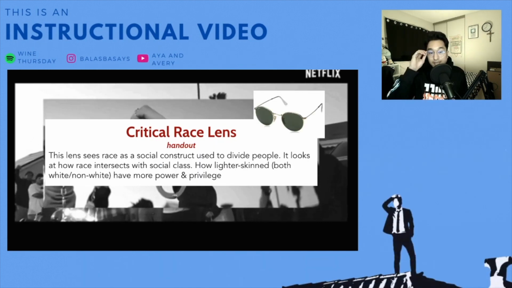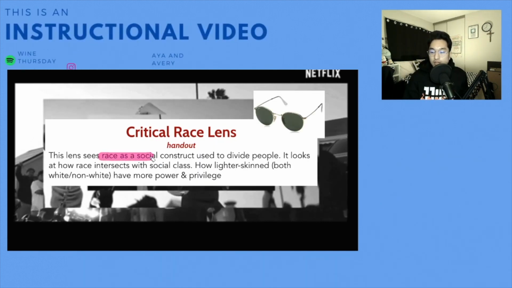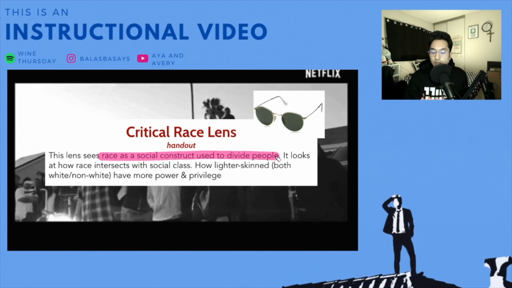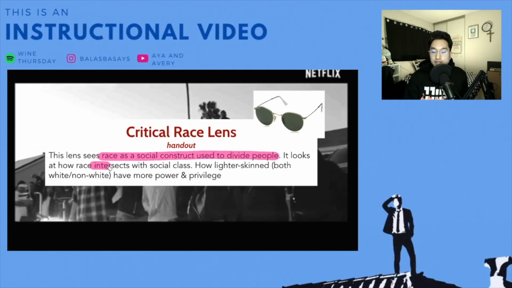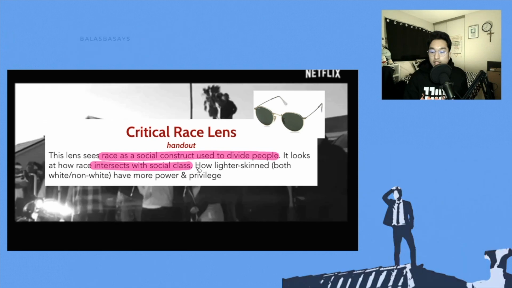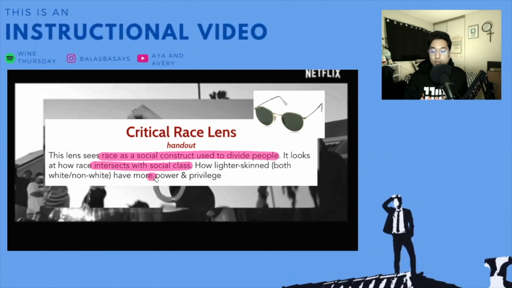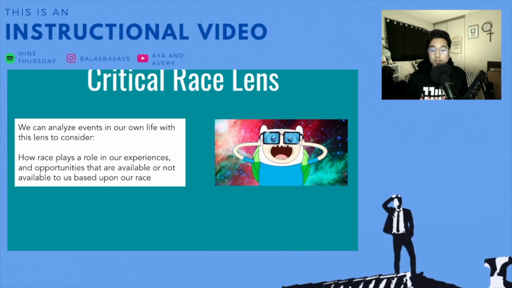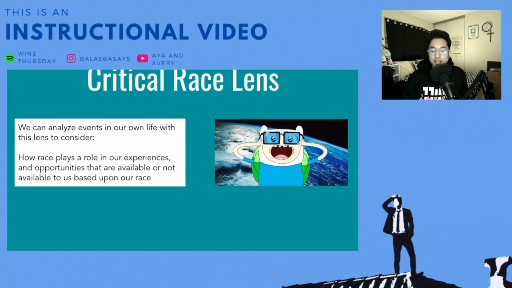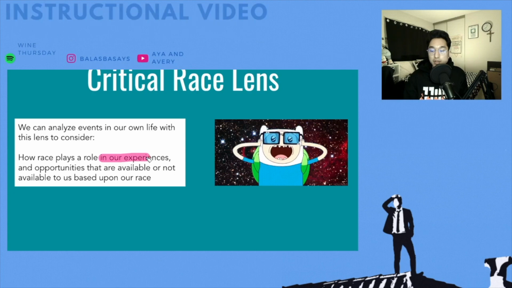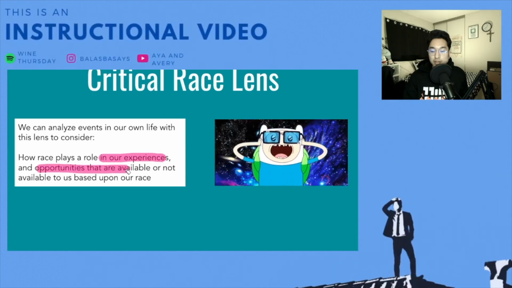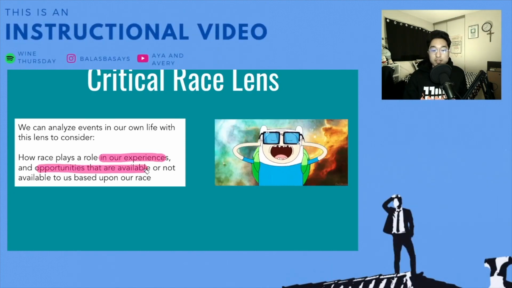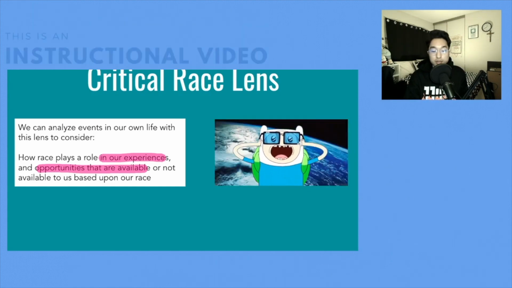Again, this lens sees race as a social construct used to divide people. It looks at how race intersects with social class, and how lighter-skinned people, both white and non-white, have more power and privilege in general. With the critical race lens, we can analyze events in our own life by asking things like, how does race play a role in our experiences and opportunities that are available or not available to us based upon our race?